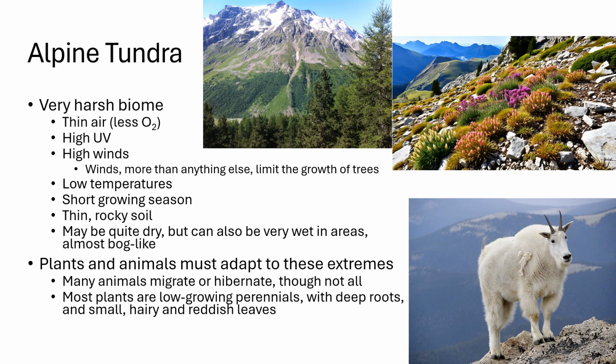It's a very harsh biome. There's thin air because there's less oxygen in the air, especially at those higher elevations, at the lower latitudes. The ultraviolet radiation is extreme up there. You guys probably know that if you go up above tree line, you get sunburned really quick. The winds are extreme, and the winds, more than anything else, are what limit tree growth. You have low temperatures, a very short growing season, often a thin rocky soil, and it can be quite dry, which you wouldn't think because it's often covered in snow.